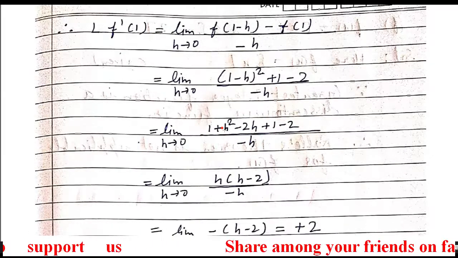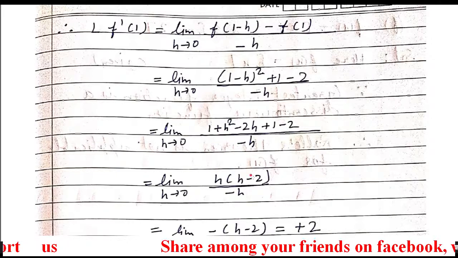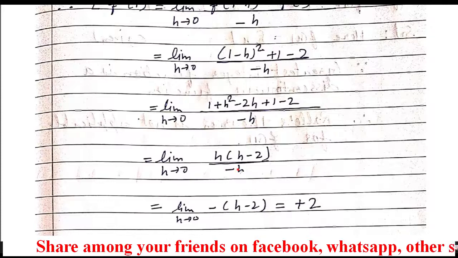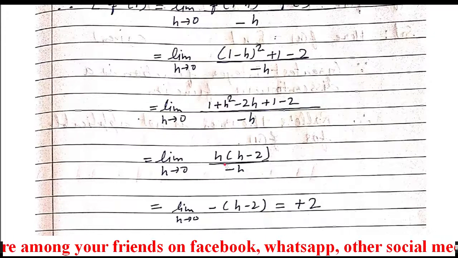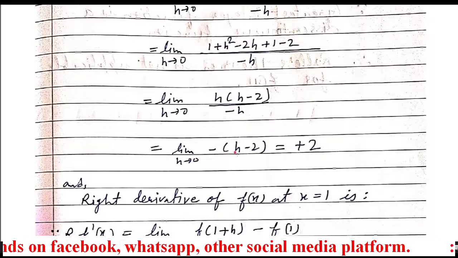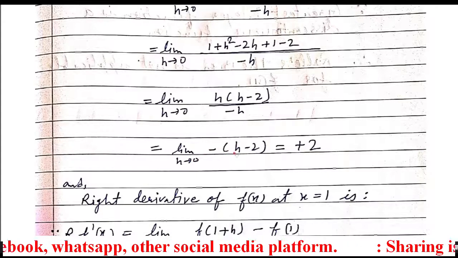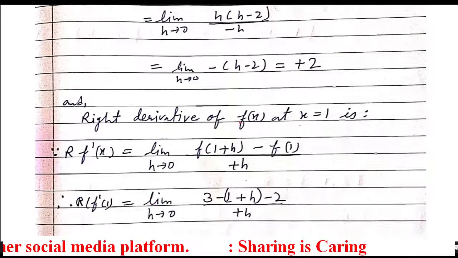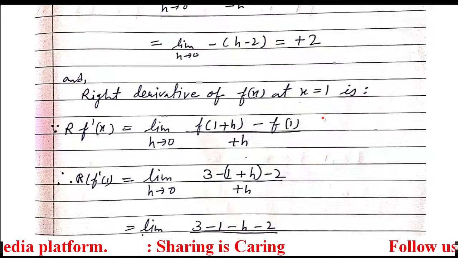From here take h common, which gives h times (h minus 2). Now the h in the numerator and the h in the denominator cancel, so we remain with the minus sign. Now apply the limit. When you apply the limit, h becomes 0, so minus minus 2 gives plus 2. Now we are going to find the right derivative of f(x) at x equal to 1.